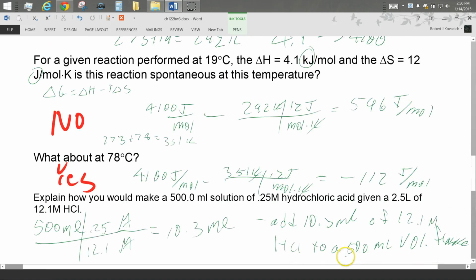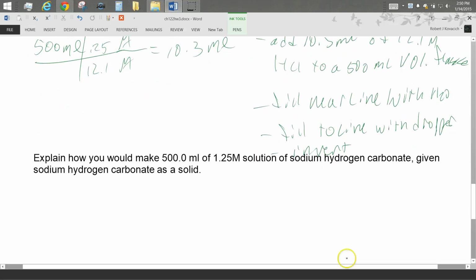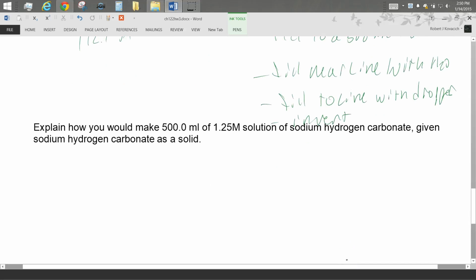Okay, for this last one here, we're gonna explain how to make 500 milliliters of 1.25 molar sodium hydrogen carbonate given sodium hydrogen carbonate solid. So it's NaHCO3. So we got to find the molar mass for that.